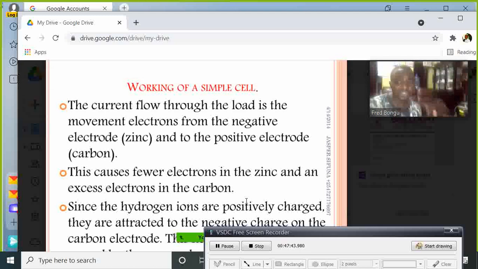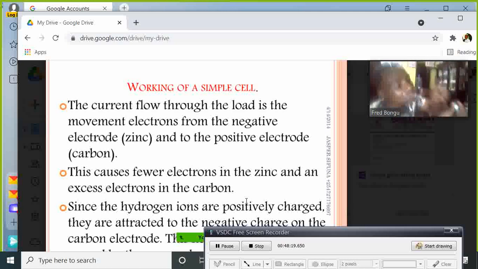Current flows; current is the movement of electrons, as we said. The electrons move from the zinc to the positive. The negative one, because this is also written here as negative, meaning the electrons, which are negative, move from this zinc towards the positive. That's the flow of electrons. I won't say the flow of current, the flow of electrons, from the negative zinc to the positive, which is carbon.